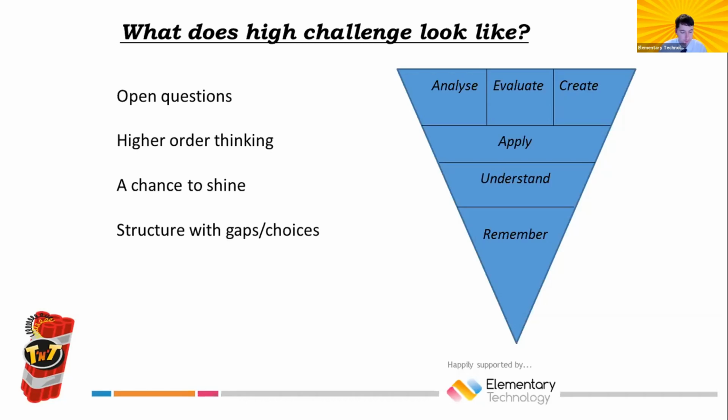Structures of gaps and choices. That sounds really simple, but that's really important. Because if you have a table and they have to plug the gaps, then they have to understand how the structure works. And if there are gaps, they're analysing, they're understanding it, they're applying that knowledge, they're analysing what the missing bits are. And if there's a choice, then they're evaluating, why is this a better choice than that one? Why would I put this detail in that gap instead?